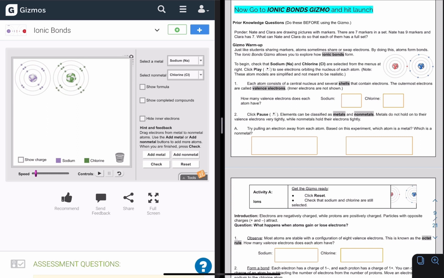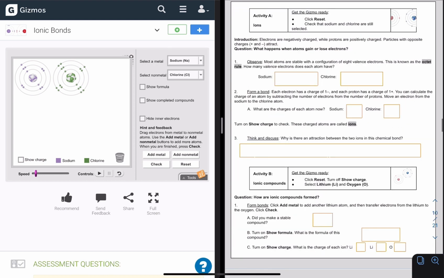Elements can be classified as metals and nonmetals. Metals do not hold on to their valence electrons very tightly, while nonmetals hold their electrons tightly. Remember, this is because of that trend in electronegativity we talked about and where they're located on the periodic table. So you're going to try pulling an electron away from each atom, and based on what you see, you're going to try to figure out which one's the metal and which one's the nonmetal. So you're going to click on the electron and try to drag it away, and then write your responses in these 2 boxes here. And then we're going to move on to the next thing.